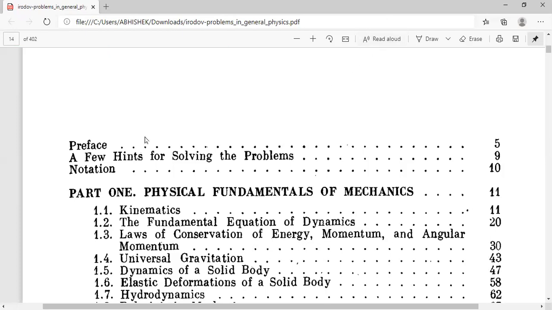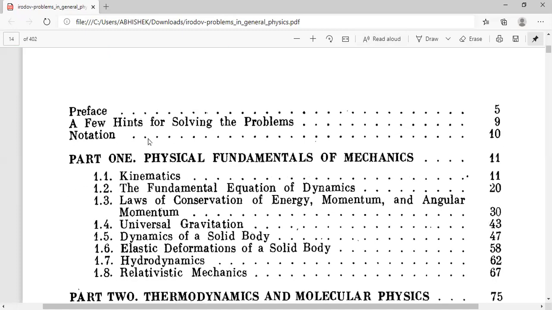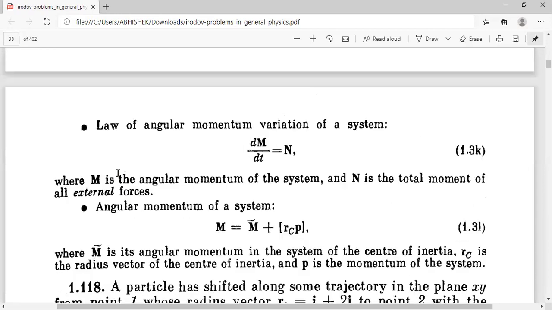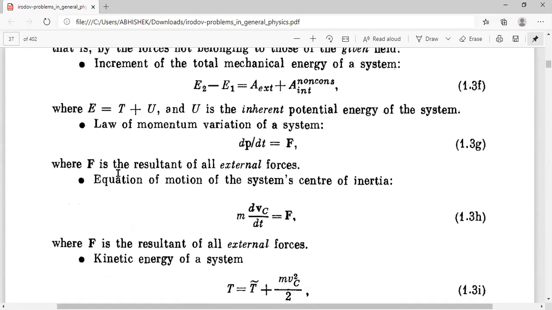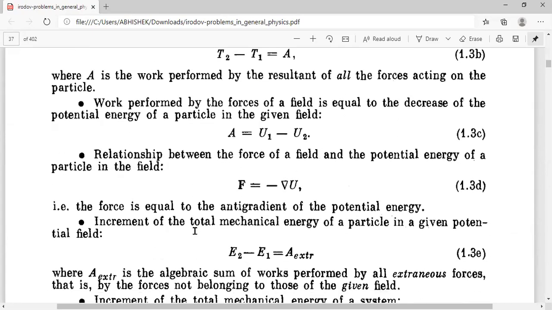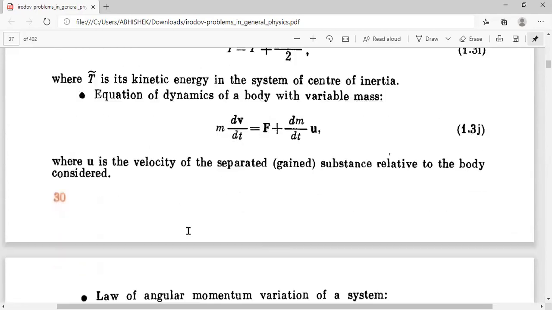First of all, let me see the question number. Section 1.3, the page number is 38. This is where it starts, section number 1.3, laws of conservation of energy, momentum and angular momentum. Work and power of the force. These are the theory points. You can see them if you want, but I'll be going directly to solve the problems.